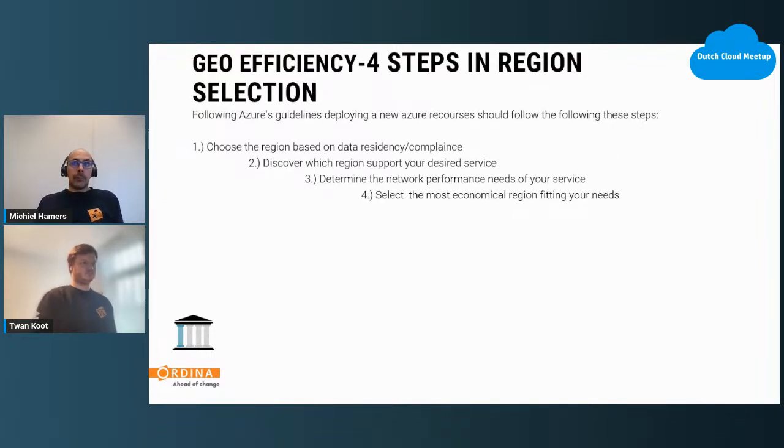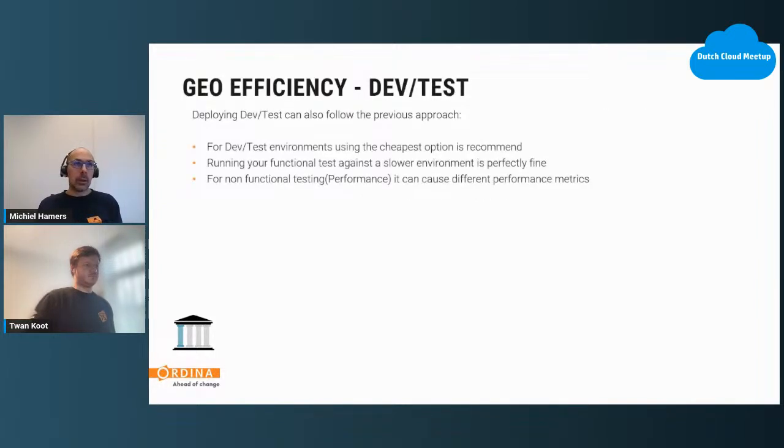So we have more or less a few steps. Choose the region based on what is allowed by your compliance or government rules. And of course, you need to check that your service requirements are met, your network performance needs are met, and of course the economical region fitting. However, that part will be added later.